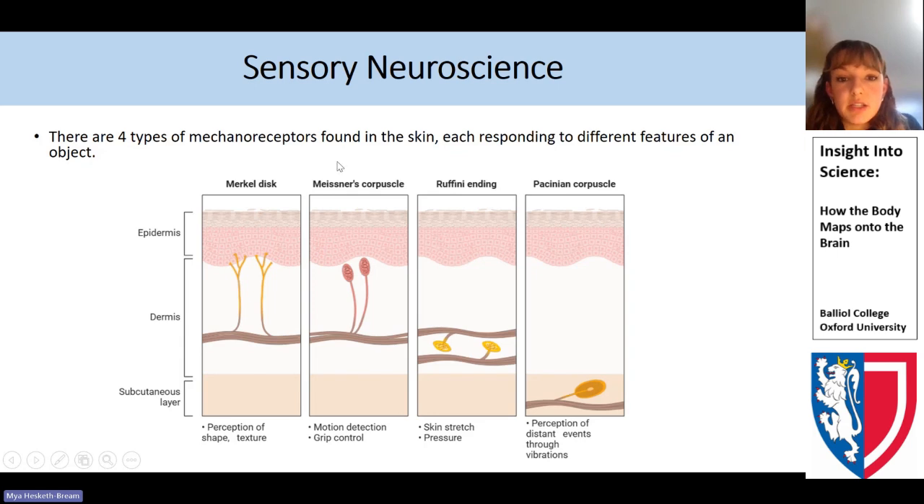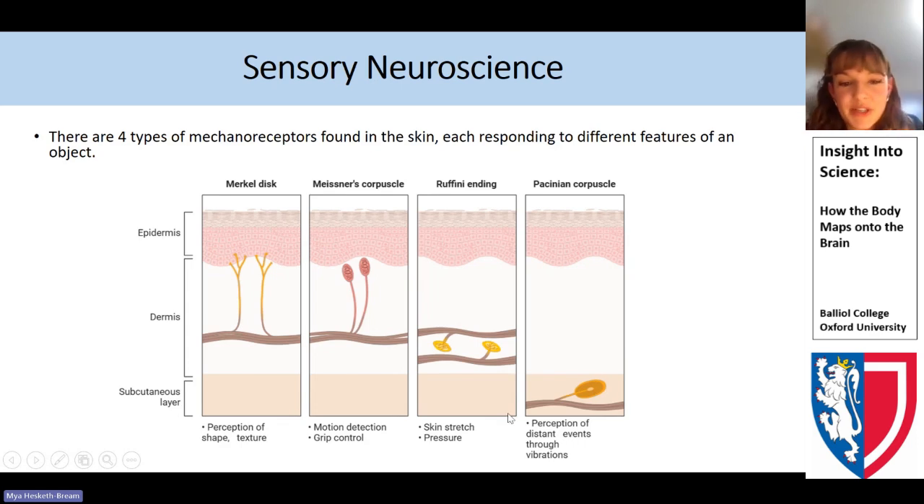We have Meissner's corpuscles. They're found a little bit lower, in the upper dermis, and they're for motion detection and grip control. We then have Ruffini endings, so they're much lower in the dermis, for skin stretch and pressure. And lastly, Pacinian corpuscles, which are found even deeper in the subcutaneous layer, and they're detecting things like vibrations.